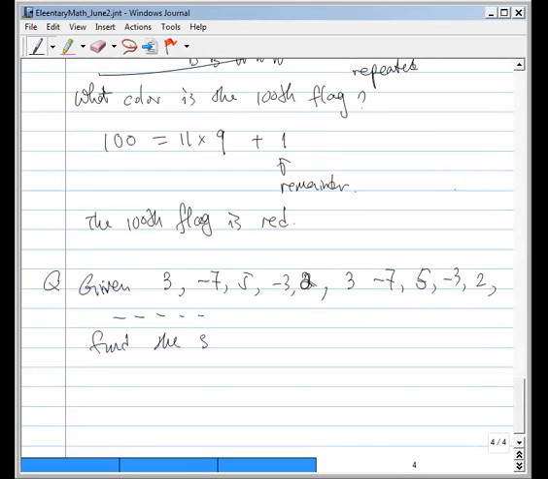Find the sum of the first 2019 terms. Okay. Yeah, please do that.